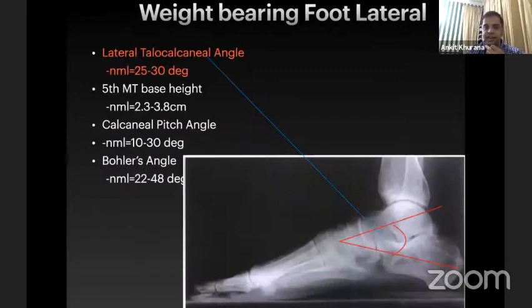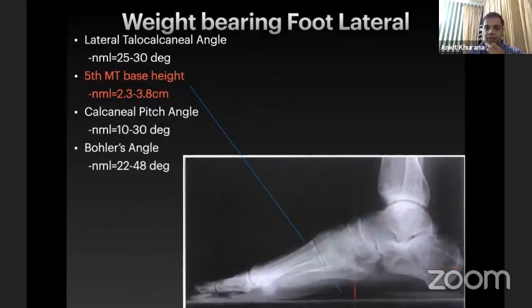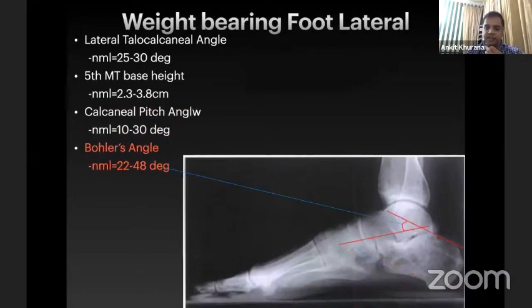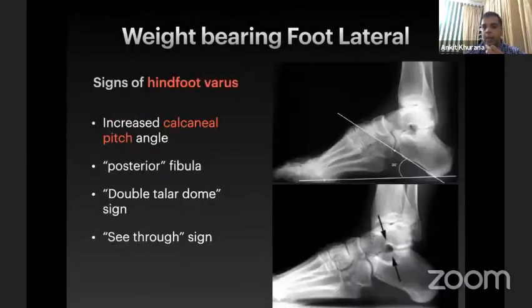Similarly, when assessing the lateral weight-bearing X-ray, one should look for a few angles, like the lateral talocalcaneal angle, which is normally 25 to 30 degrees. The fifth metatarsal base height from the floor should again be less than 3.8 centimeters. And the calcaneal pitch angle, which is formed by the lowermost border of the calcaneum and the horizontal, should lie between 10 and 30 degrees, and is used to assess both flat foot as well as cavus feet. And Bowler's angle once standing tells how much heel depression there is following a calcaneal fracture malunion.